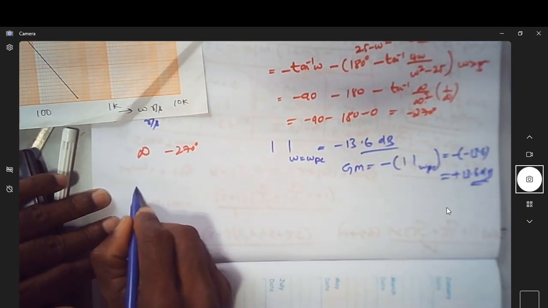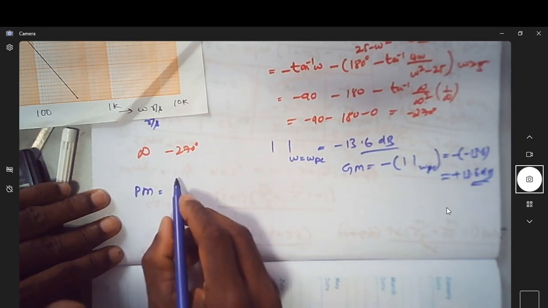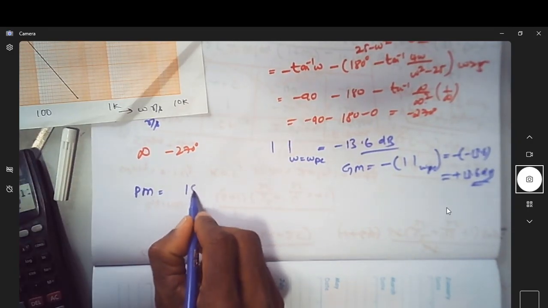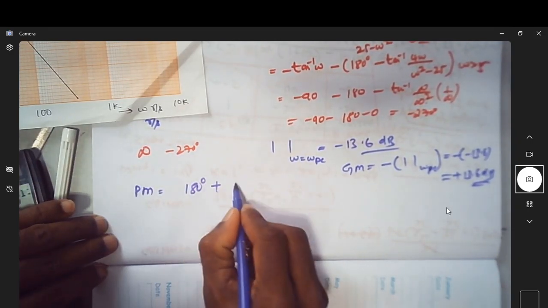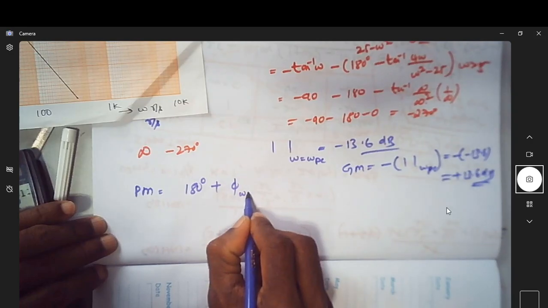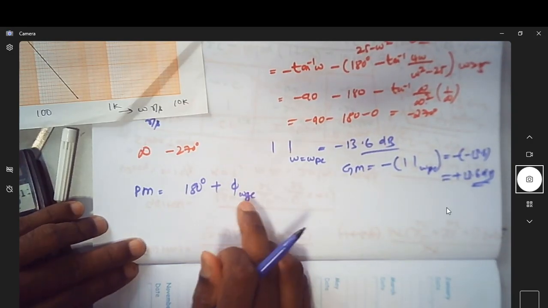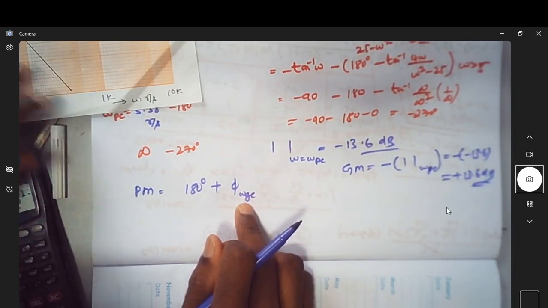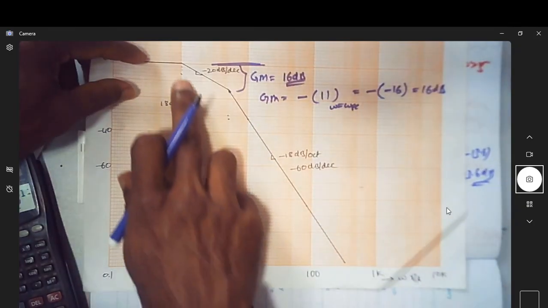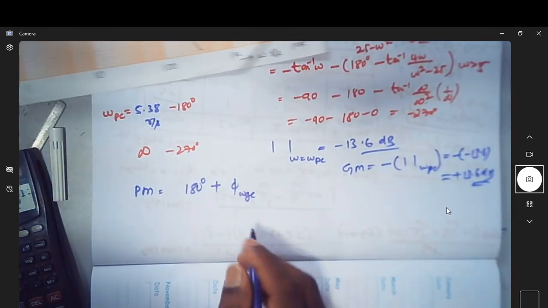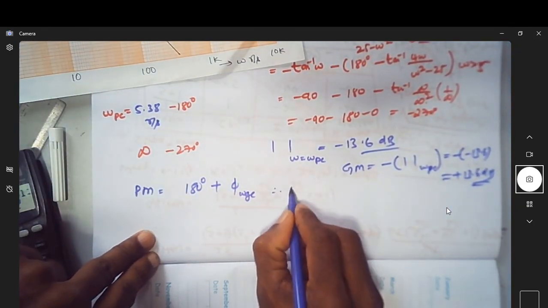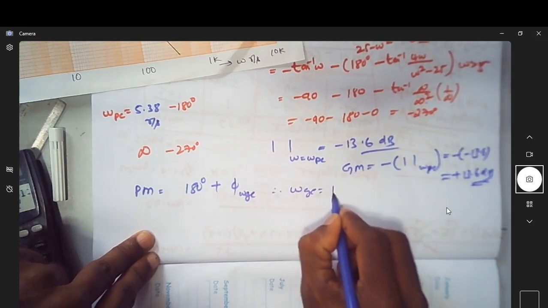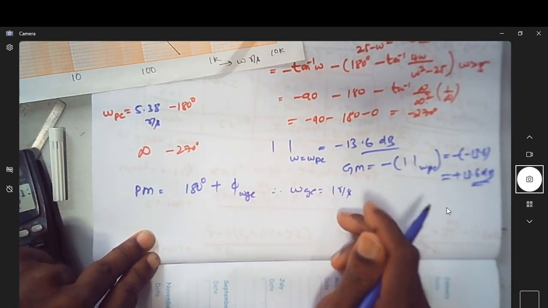So once we found gain margin, we need to find the phase margin of the system. Phase margin is nothing but 180 degree plus the phase at omega GC. So what is omega GC? Omega GC is actually how much? This is 1 radian per second. So omega GC is equal to 1 radian per second.